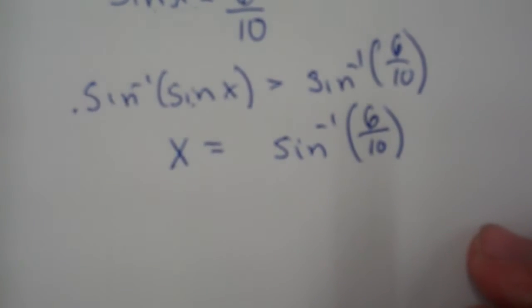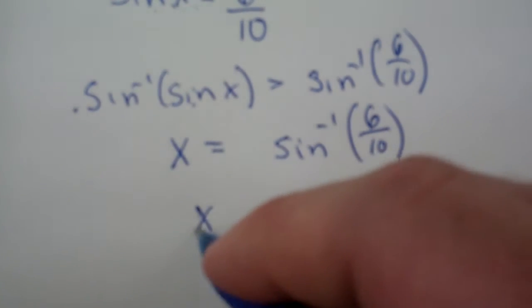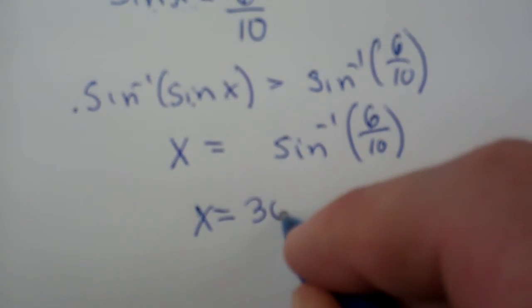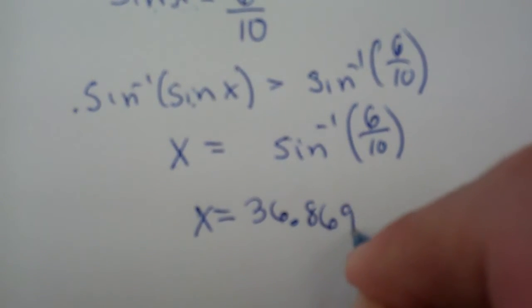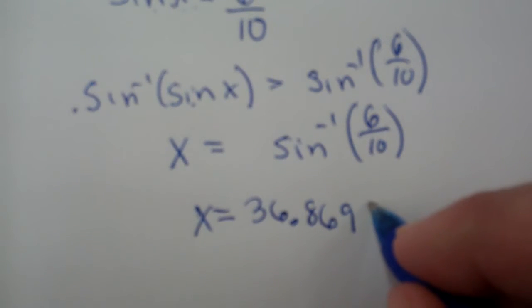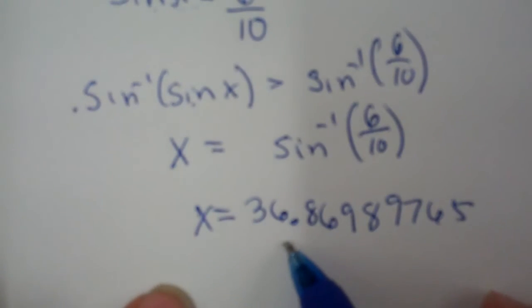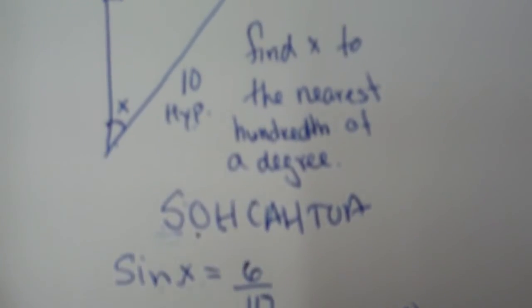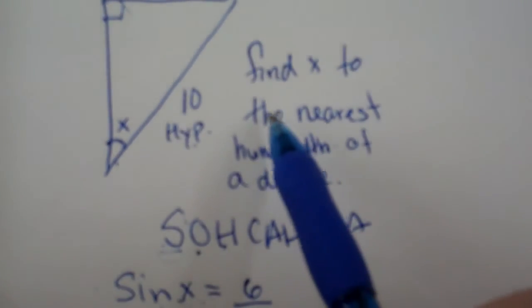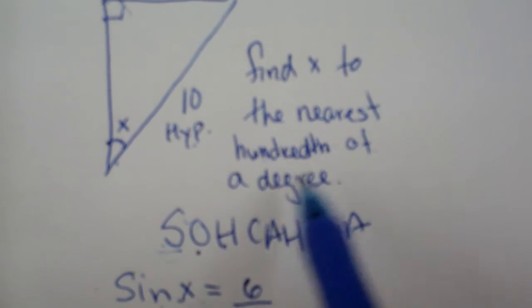The calculator tells me that when I press second and then sine and then put in 6 over 10, this gives me x equals 36.869896765. But we want to find this. Let's see what it said. It said we want to find this to the nearest hundredth of a degree.